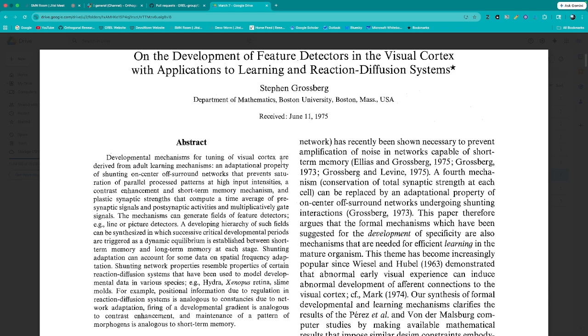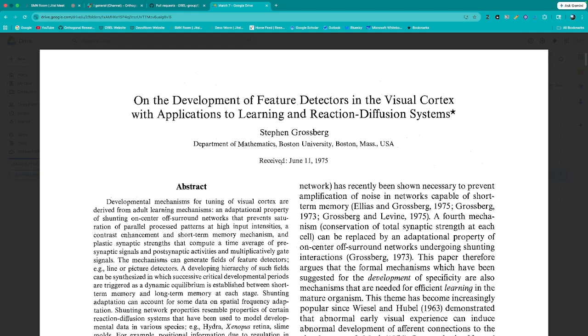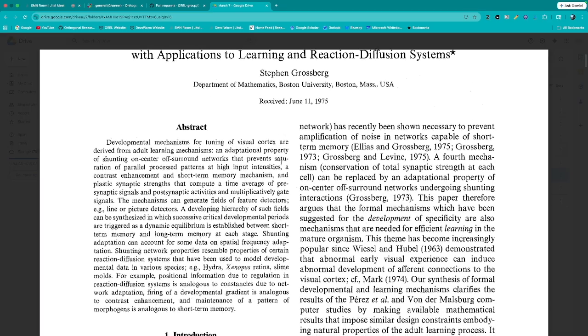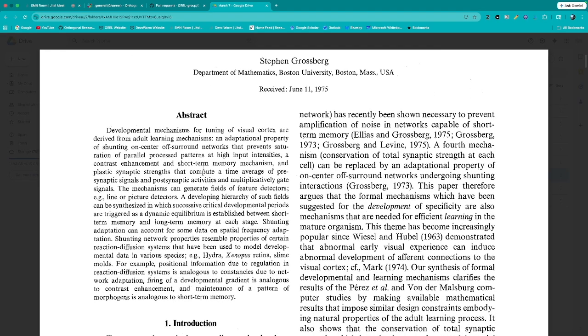So this is actually a paper that is the basis for a lot of the stuff he would do with neural networks later. So that's just giving some context here. The abstract reads, developmental mechanisms for tuning the visual cortex. His interest actually is in development, not in neural networks, in biological development. And he's interested in the development of the brain specifically. And so this is where we have the tuning of visual cortex.